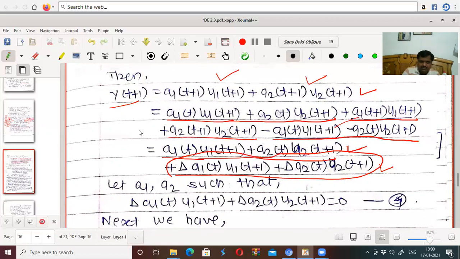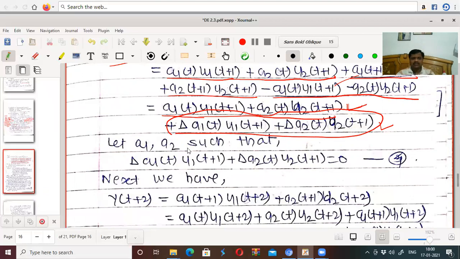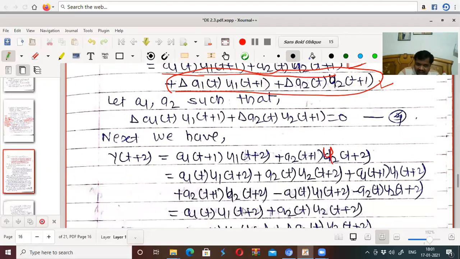Hence y(t+2) becomes, replacing t by t+1, a1(t+1) u1(t+2) + a2(t+1) u2(t+2). So let a1, a2 be such that equation number 4 holds. Therefore y(t+2) becomes a1(t+1) u1(t+2) + a2(t+1) u2(t+2). Okay. Again rearrange as before, adding a1(t) u1(t+2) + a2(t) u2(t+2) and subtracting the same terms, keeping these two terms as they are, we get this one.